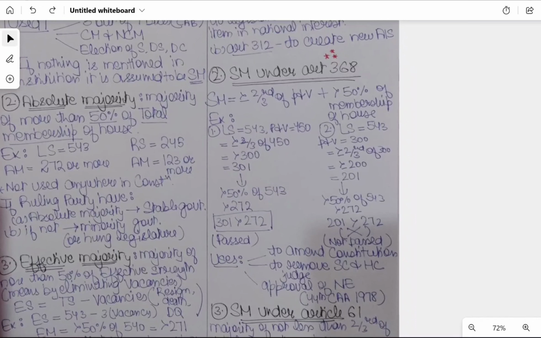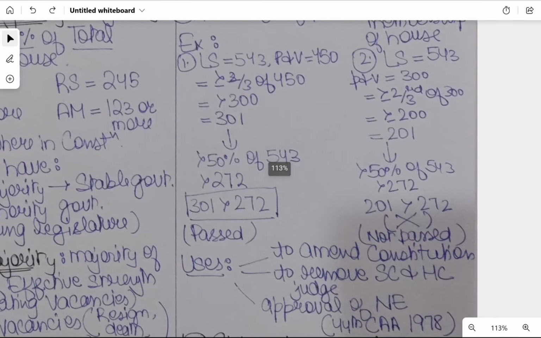Here I have taken two examples of how it can vary if both the majorities are not met. Initially, Lok Sabha 543 members and present and voting 450. So 2/3 comes to 300. Second condition, 50% of 543, that is 272. Here it is given that 301 members voted, and 301 is greater than 272, so it is seen to be passed.